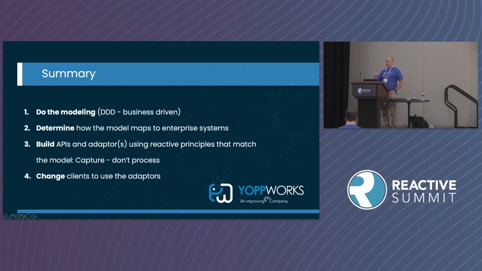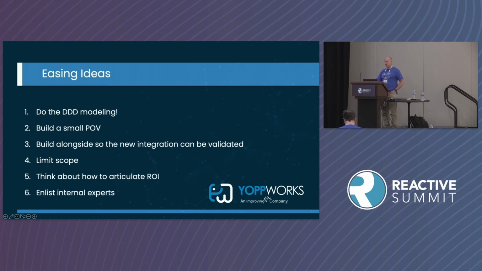Build the APIs and adapters that allow you to communicate back and forth between your applications and between systems. And then eventually you start to change your clients to use those adapters. A few other additional ideas. Think about how to articulate the ROI of the things that you're building. That's going to speak to your business partners dramatically. So as you're building these things, think about how to capture the dollars and cents of what you're doing to allow them to have more conversation.